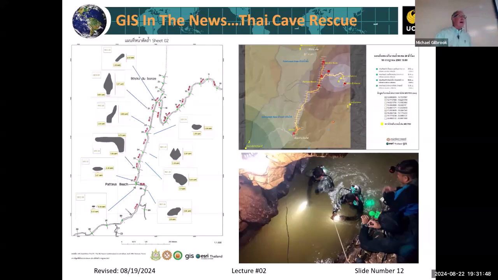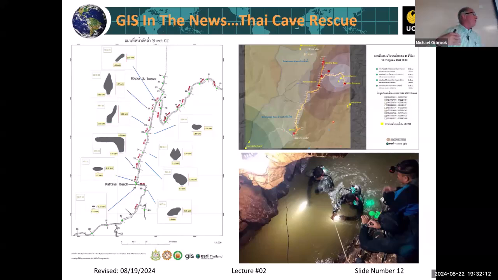So GIS got involved in this as they were trying to figure out how they were going to rescue these kids from this cave. They needed maps of the cave system, and the divers needed to know how big the opening is. So these are maps of, at different points along the cave system, the shape and size of the opening, because they had to figure out, can I get through there with equipment?